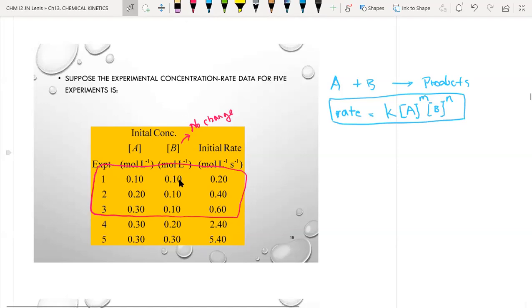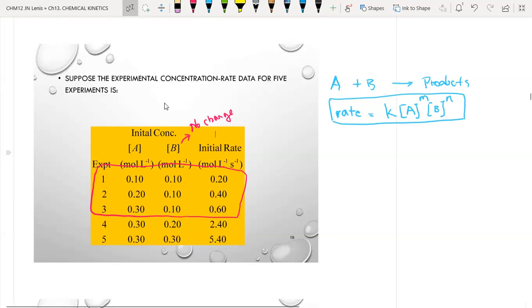During these three, look here. First experiment, 0.10 moles per liter. That's the concentration of B. Second experiment, the same. Third experiment, the same. No change in the concentration. That means we are keeping this concentration constant during the first three experiments. So we keep this concentration constant, and then we can make changes here, and then we can observe if there's any change on the rate every time you make changes on A.